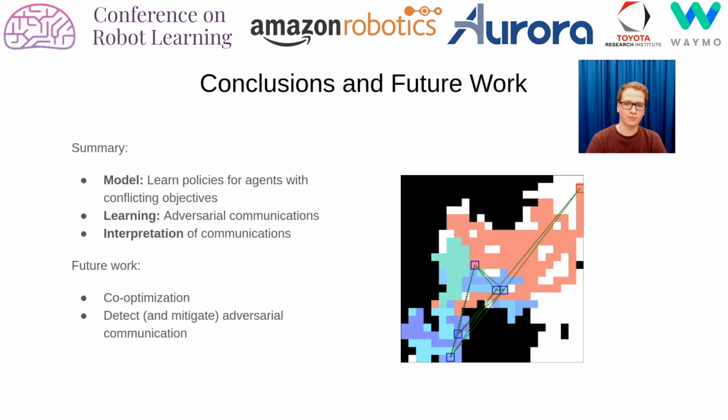We introduced a model and learning algorithm that is capable of accommodating multiple agent objectives while maintaining a common differentiable communication channel. We are the first to show how to set up a learning system that allows the emergence of adversarial communications, which we analyzed using a post-hoc interpretation technique. In future work, we would like to perform co-training of self-interested and cooperative policies and research methods to detect and mitigate adversarial communications.